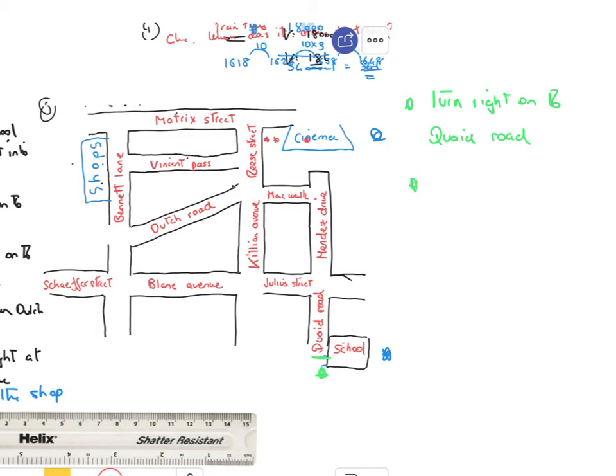Okay, so he would then, well, there's a couple of ways of doing it, but let's say he just went straight on Quaid Road. So, straight on Quaid Road. Leading into, so he's then leading into here, which is then Mendes Drive. Okay, so that's the next bit. Okay, where does he go next? He takes a left down Mac Walk.